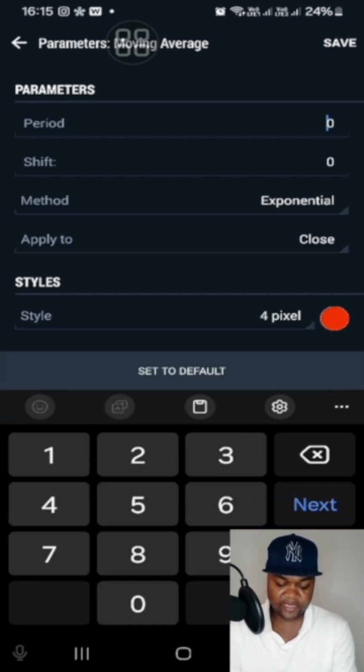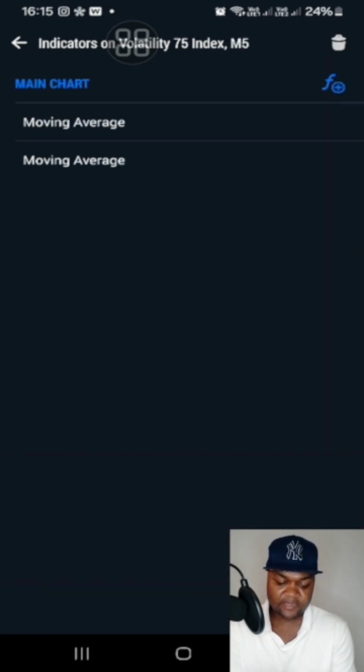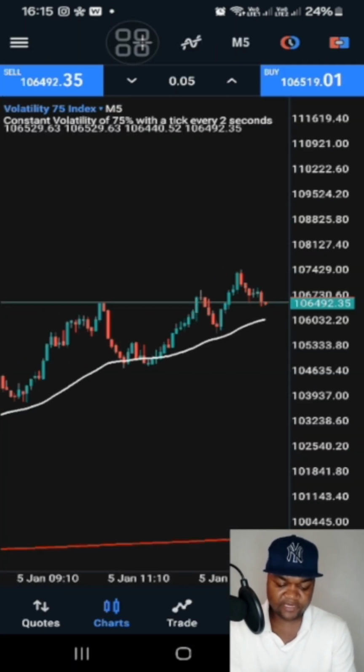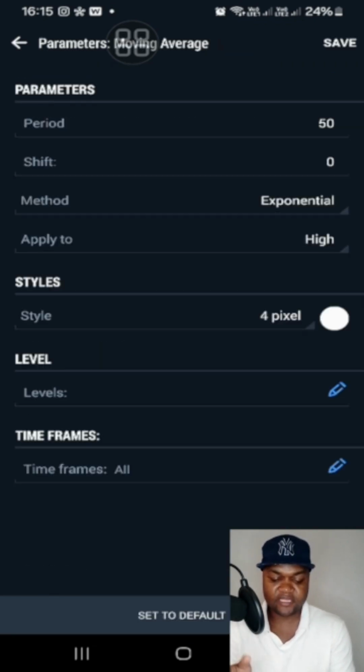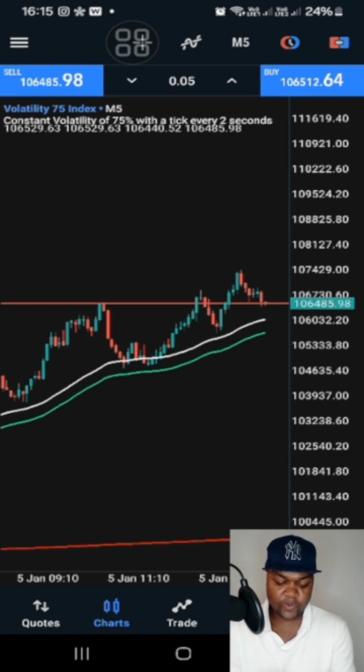So we now have a 50 exponential moving average, and the method is exponential, applied to high. The style is going to be 4 pixel with the color white. Then on our chart we have this moving average, which is this white line. Then we're also going to add another one because it's a band. So again, it will have a period of 50, shift 0, method exponential. Then on apply to, we're going to say low, and it's going to have the 4 pixel line. Then if you come here, we have these 2 bands. So we now have our indicators on the main chart.